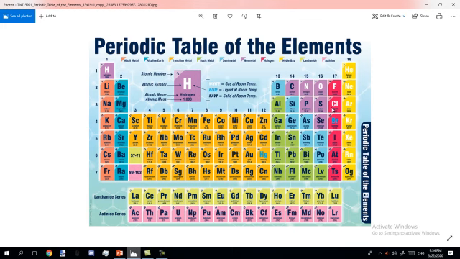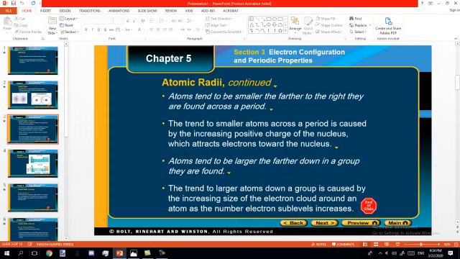When you move from left to right, as you are moving to the right, the size becomes smaller. So chlorine is smaller than aluminum, or aluminum is bigger than chlorine. Back to our slides here.